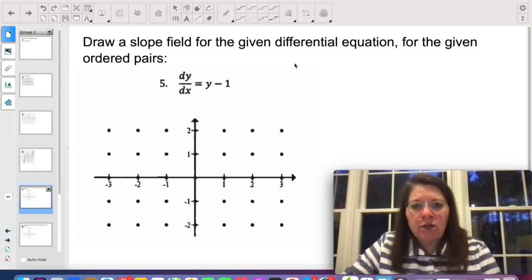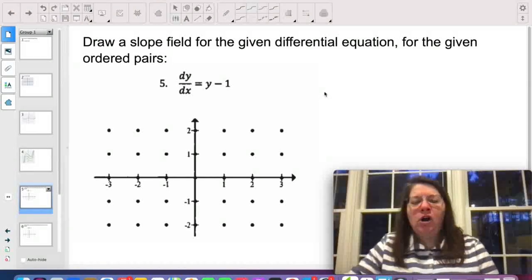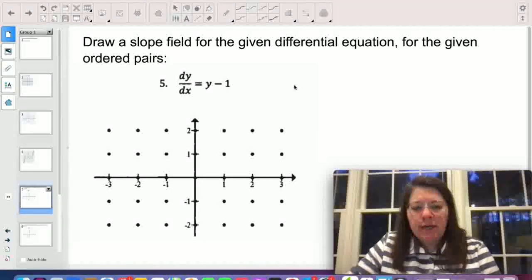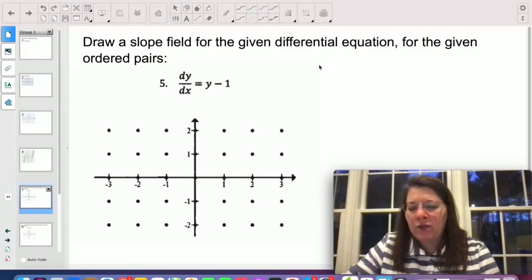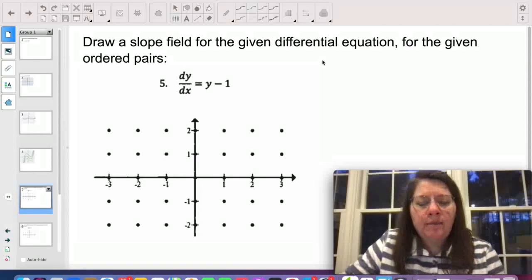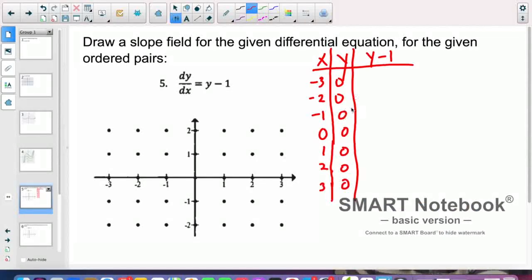So what I'm going to do is I'm just going to draw my chart, and my chart is going to organize the information, my x's and my y's and my differential equation, to see what the particular slope will be at each specific point. So here I've drawn in all the ordered pairs on this line on the x-axis. So (-3, 0), (-2, 0), (-1, 0), (0, 0), (1, 0), (2, 0), (3, 0). I'm going to do this for each of these 5 lines.